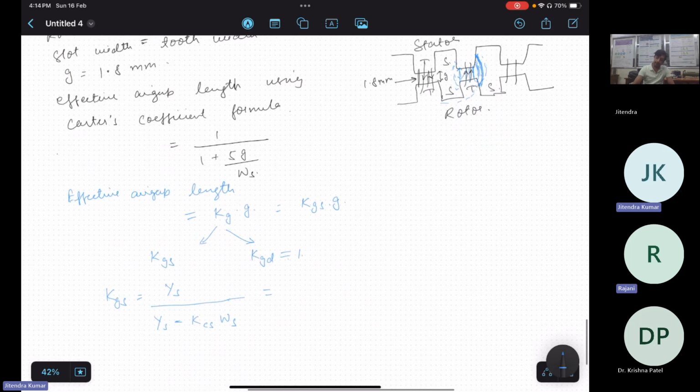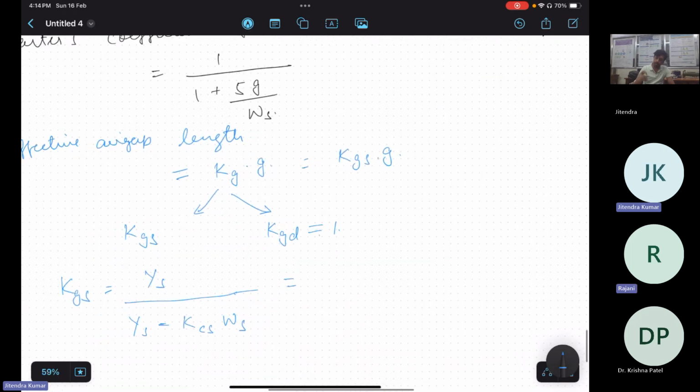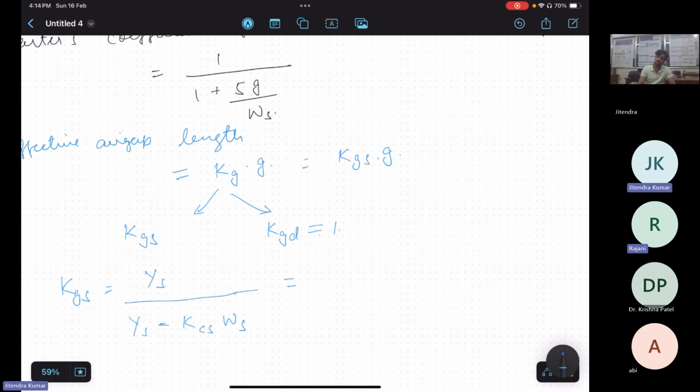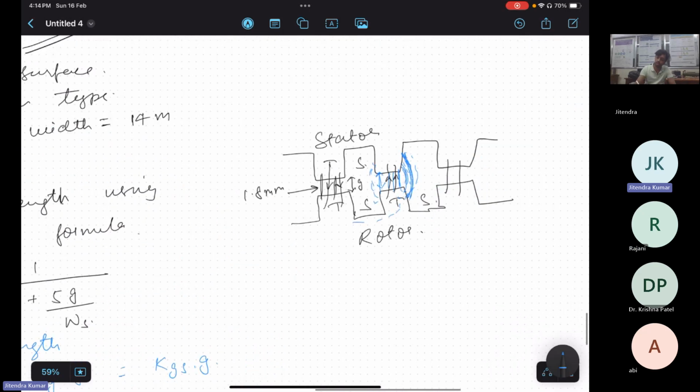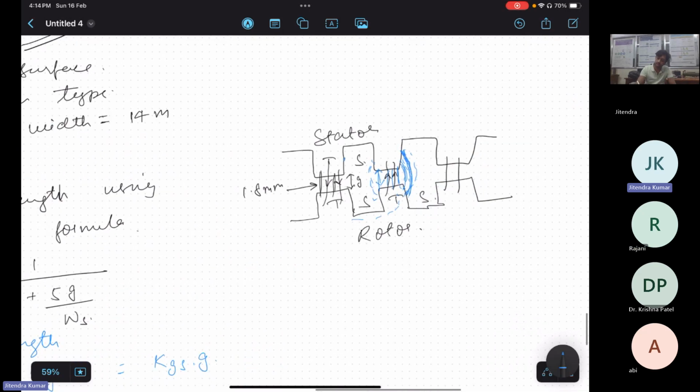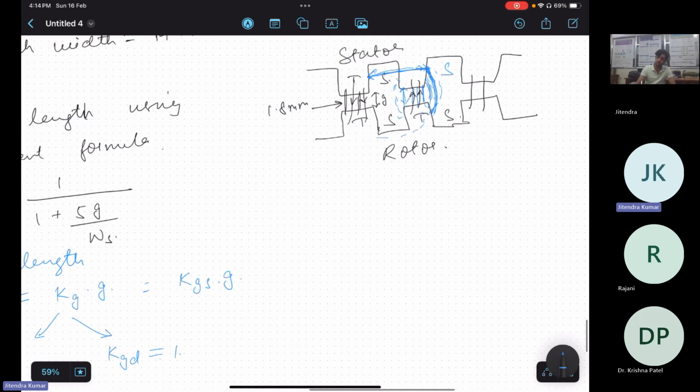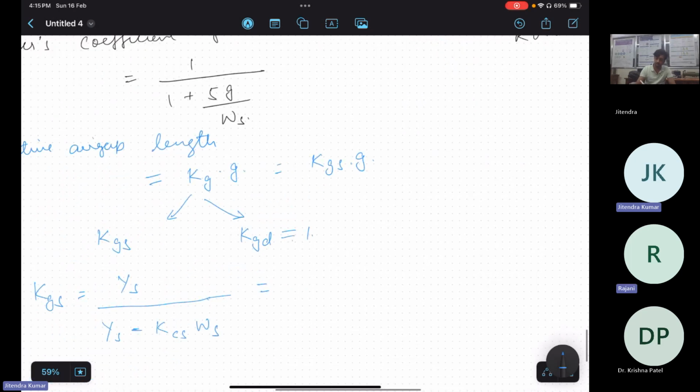KCS. So slot pitch is nothing but the slot width plus the tooth width, right? This is the slot width. From where the slot starts till the next slot starts, that is the slot pitch. So 14 plus 14, 28. So the slot pitch is 28.